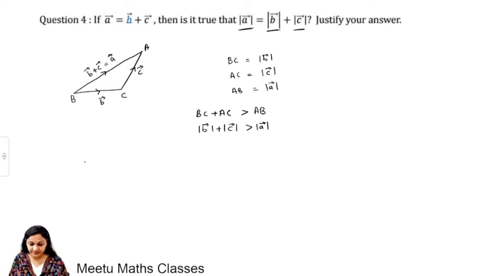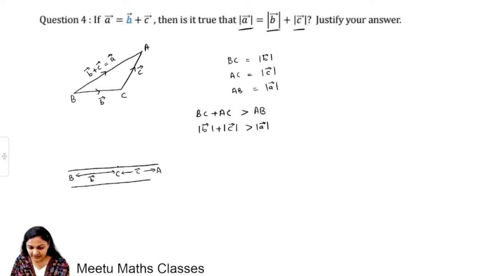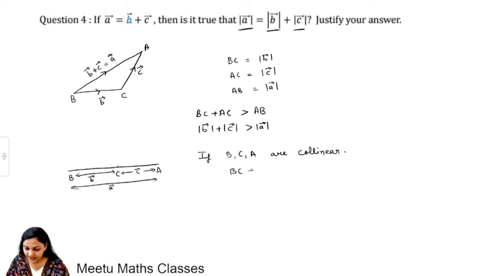If they are collinear, suppose this is B, this is C, and this is A. This vector represents B, this is C vector, and this is A vector. Then if B, C, A are collinear, then we know that BC plus AC or CA must be equal to BA. So magnitude of B plus magnitude of C will be equal to magnitude of A. So this equality holds if and only if the 3 points are collinear. This is not always true.